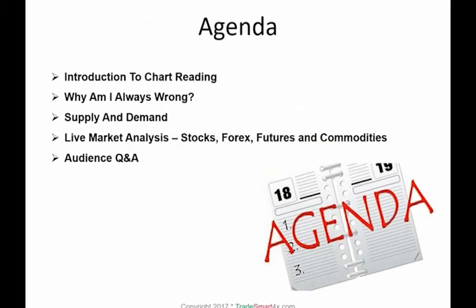I'm going to give a brief introduction to chart reading. We're going to ask the question, why am I always wrong? Why is it sometimes very frustrating for traders? I remember if I go back to my beginning days, I always seem to be buying just before it went down or selling just before it went up. And I'm like, what's going on here? And I'm sure that's happening to some of you as well. You always seem to be on the wrong side of the market, and why. So we're going to go through that.